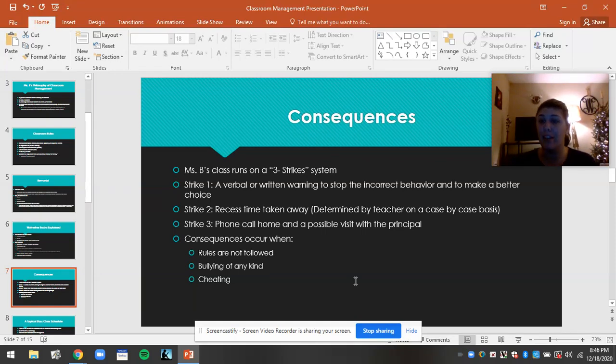As I mentioned before, it will take a lot to get to strike three, but that is sort of reinforcing the rules that we have established. So consequences occur when the rules are not being followed. Bullying of any kind will not be tolerated in my classroom, and cheating will also not be tolerated. Now, of course, if there is an instance of cheating, I will talk with the student one-on-one, make sure that they understand the content, that sort of thing, but cheating will not be tolerated.